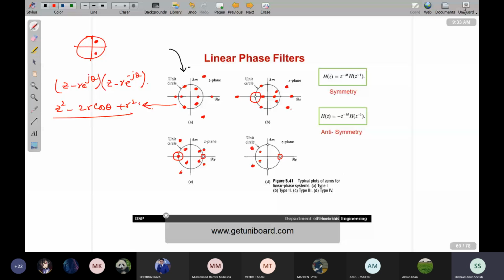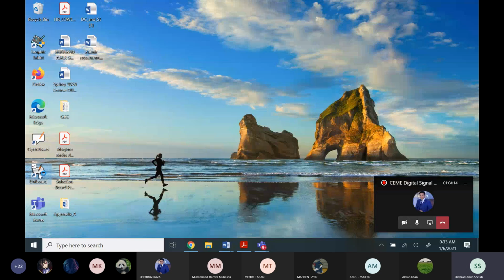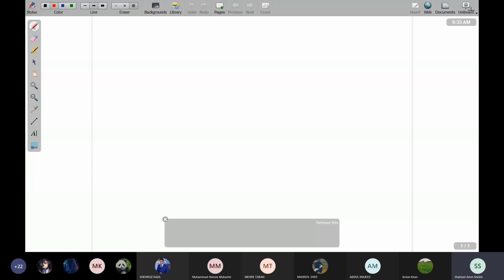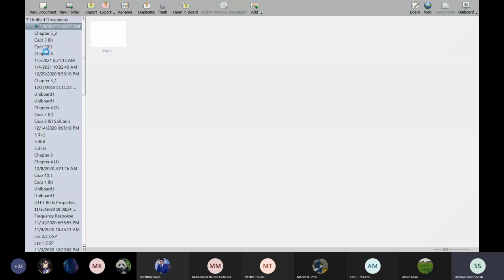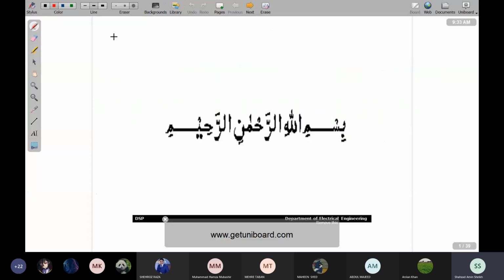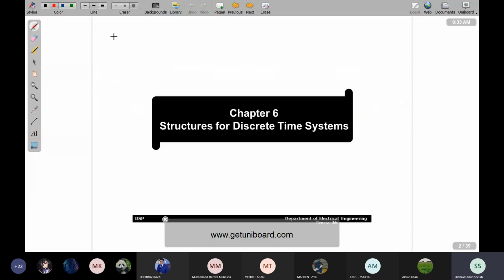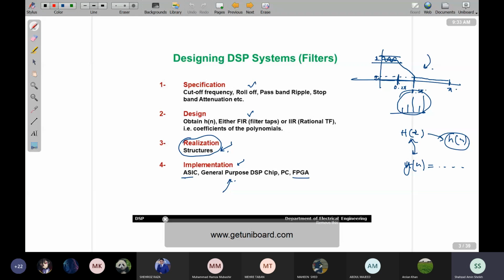So this was chapter number 5. I'm leaving this chapter here, and now I will be moving to chapter number 6, which is about the structures of the filters. And so the designing DSP systems or designing DSP filters and signal processing systems is basically related to these 4 areas. Number 1 is specification, number 2 designing, number 3 realization, and then implementation.